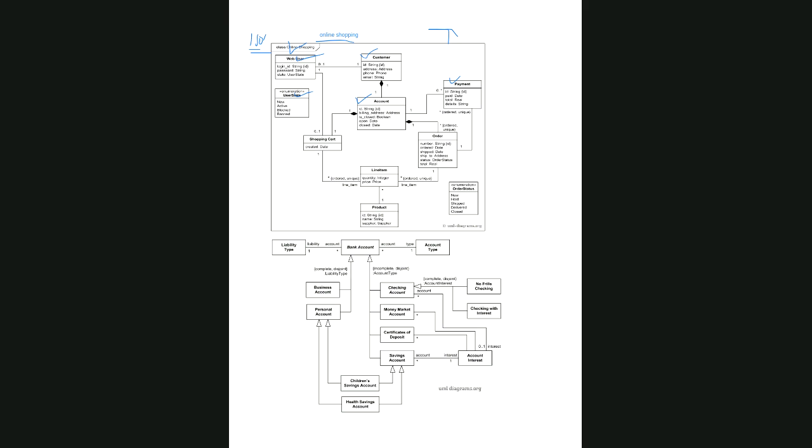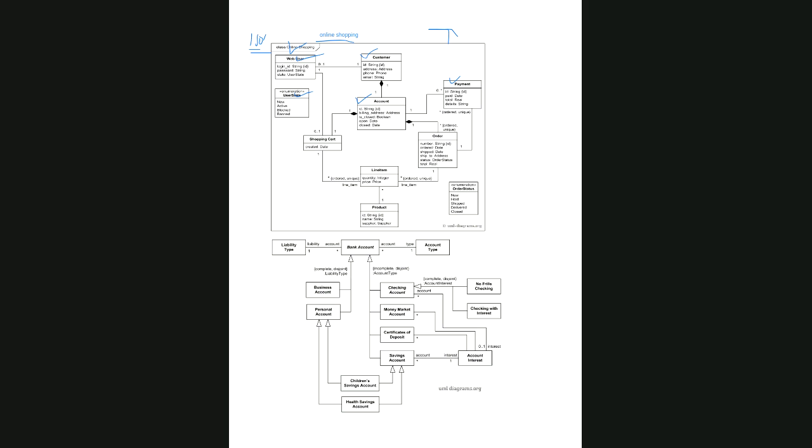You see, there's a 1:1 ratio, and each customer has only one account, and this account owns shopping cart and orders. You see here, this account owns shopping cart. Do you see this shopping cart and orders? The account owns shopping cart and orders.